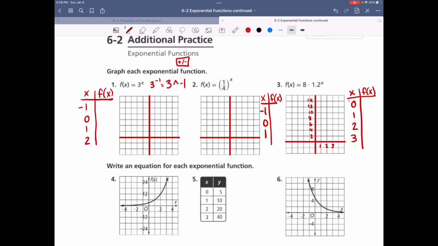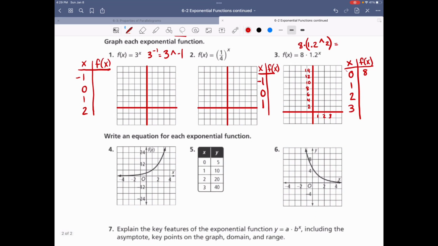And you'll plug these into the calculator like this. 8 times, and when it's to the 0 power, it's just 1. So 8 times 1, that's 8. So this first value is going to be 8. And the next value is just going to be 8 times 1.2. But when you get to the squared, you can use this button on the calculator and you can put in 2 and see what that equals. If it doesn't match the pattern, you may need to put this piece into parentheses.